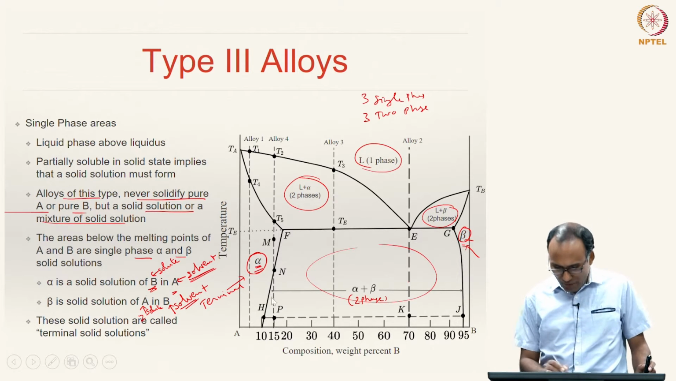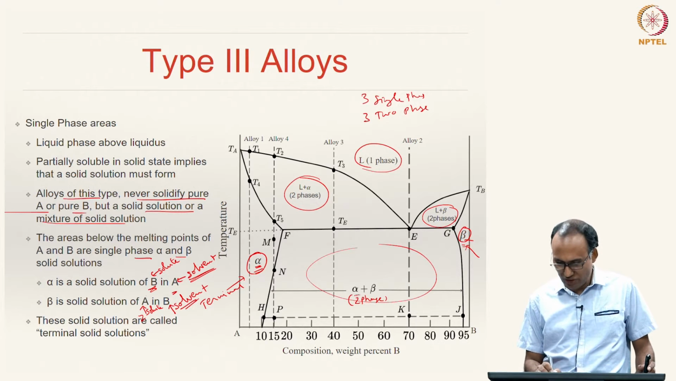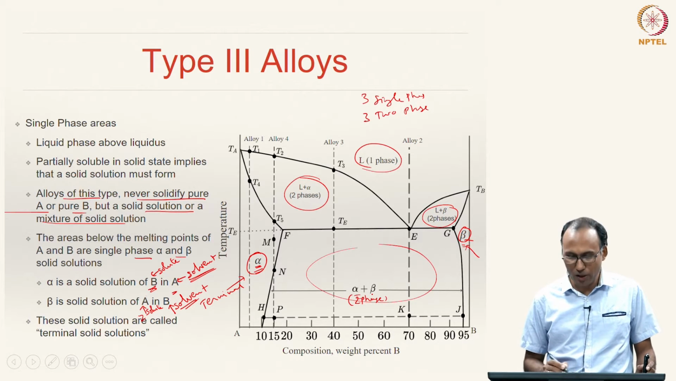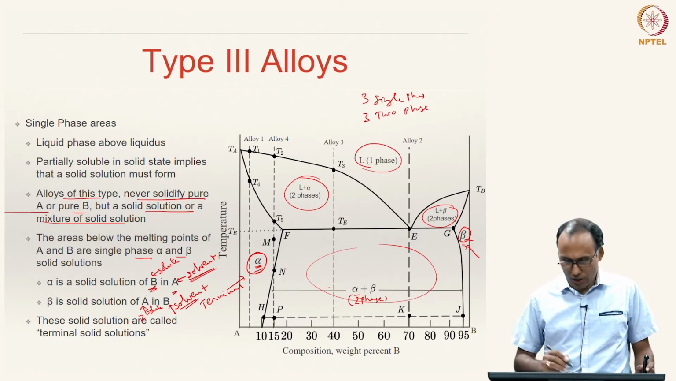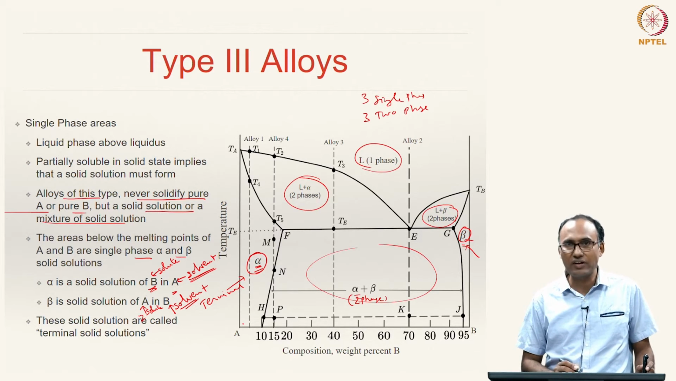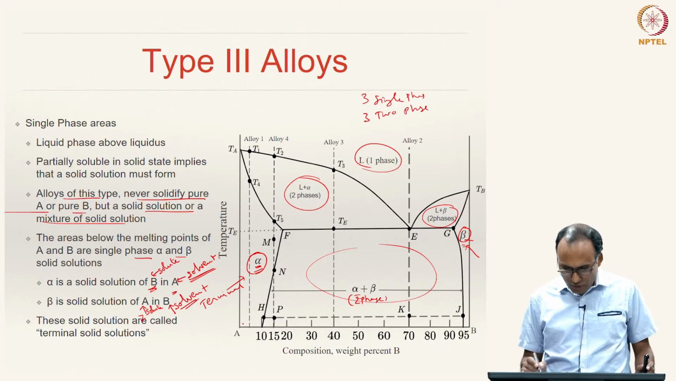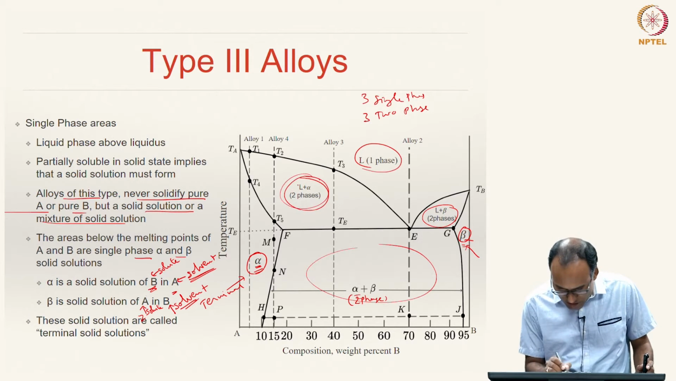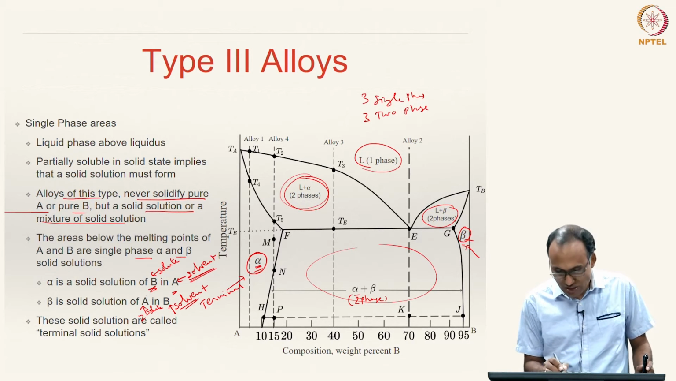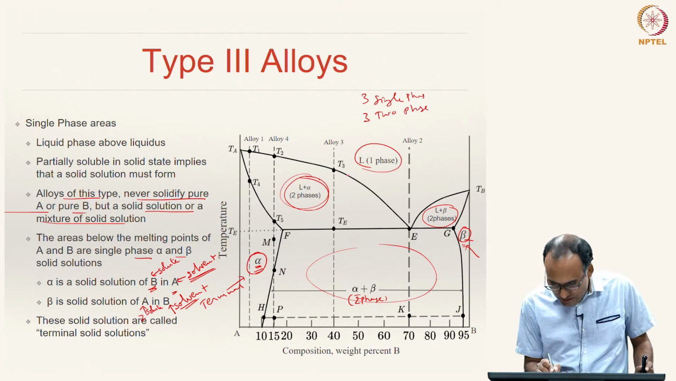And in between you have alpha plus beta, which is a two phase region. So, you can easily see how the two phase regions are identified in this phase diagram. For instance, if you see this is a two phase region, what are the two phases? You draw a tie line, and you see that it is hitting this line.